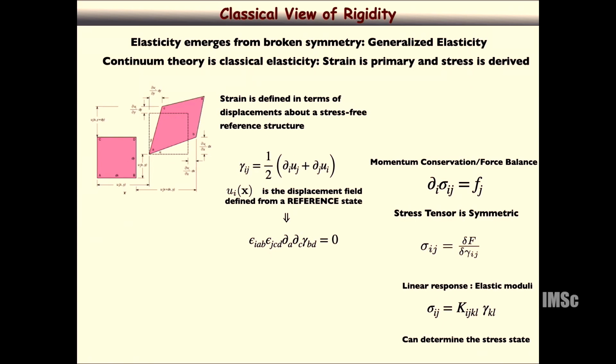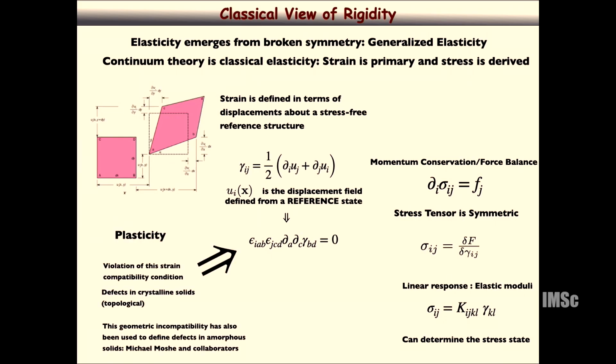Okay, so the next thing I think I'm going to skip, I just wanted to say that plasticity in normal elasticity comes from violation of this condition. So in crystals, when we talk about defects like disclinations and dislocations, this is non-zero. And in amorphous systems, there has been a search for similar defects by, again, asking when this compatibility relation is violated.